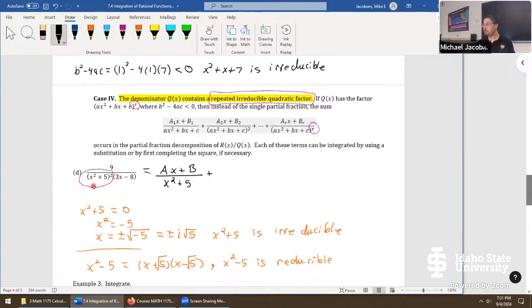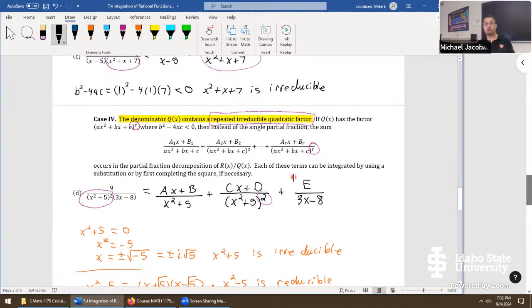Then we keep on writing down these terms until we get up to a power of 2. So the next one is going to be cx plus d divided by x squared plus 5 to the power of 2. So now we have that nailed down. Last thing we have to do now is grab that denominator. That's degree 1, so not irreducible. We just say... sorry, say again? Yeah, just an e on this one over the 3x minus 8. Good call. So that's how this one would decompose.